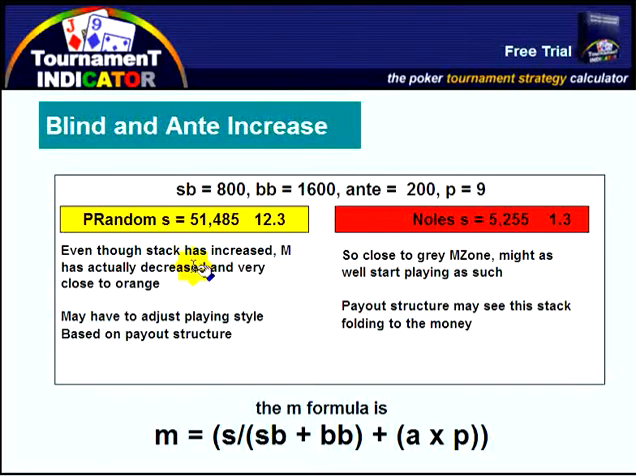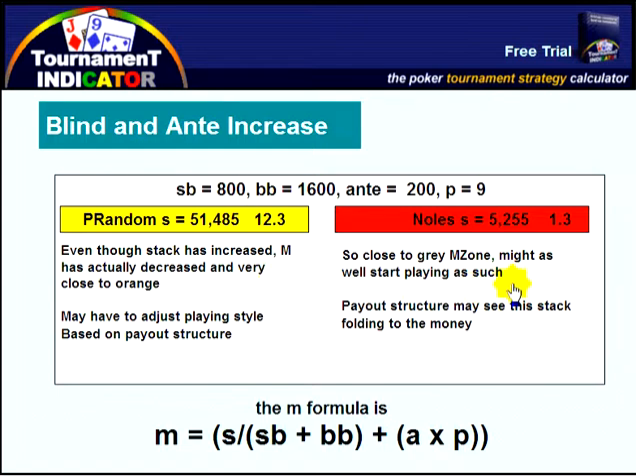The calculations of the M-zone may surprise you in that Random is still in the yellow zone, even though he has nearly doubled up since we last calculated his stack. Not only that, at 12.3 he is very close to the orange zone, where his strategy will have to be changed substantially. The biggest fear a yellow M-zone player has should be falling into the orange M-zone. Right now, he is close enough to the orange M-zone to consider adjusting his playing style.